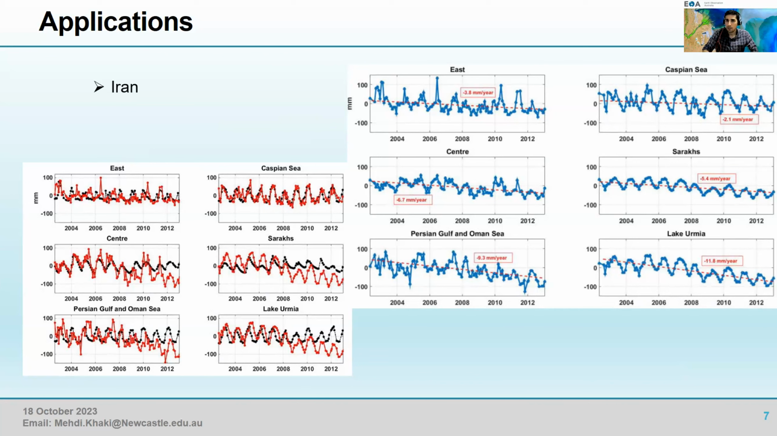If you look at this graph on the left-hand side, the black graph shows the model outputs without any assimilation over different parts of the country. Red shows the result after GRACE data assimilation, and you can see we are able to better capture the negative trend in total water storage, and on the right-hand side in the groundwater storage.